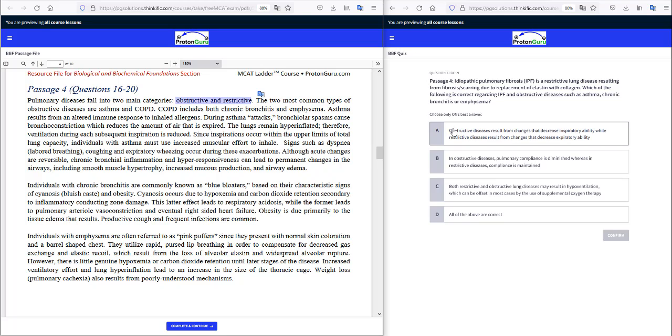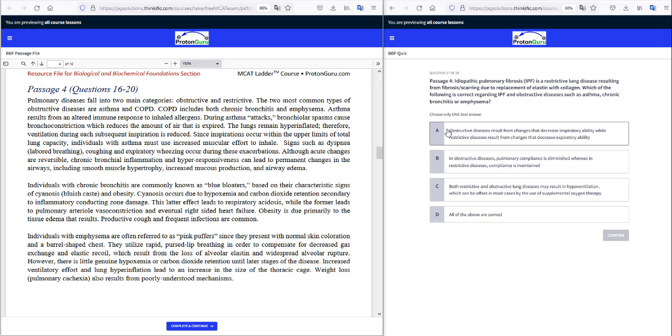So we need to make sure that whatever we pick isn't something we're tricked into picking by reading something specific in the passage about only one of the two types of conditions. So let's quickly read through the choices. Obstructive disease results from changes that decrease inspiratory ability, while restrictive diseases result from changes that decrease expiratory ability. In obstructive diseases, pulmonary compliance is diminished, whereas in restrictive diseases, compliance is maintained. Both restrictive and obstructive lung diseases may result in hypoventilation, which can be offset in most cases by use of supplemental oxygen therapy? Or are all of these correct?